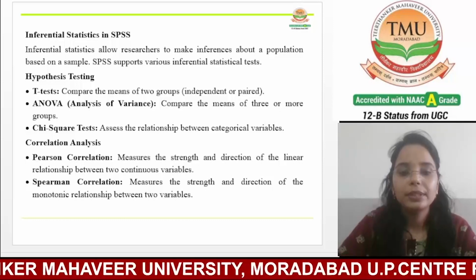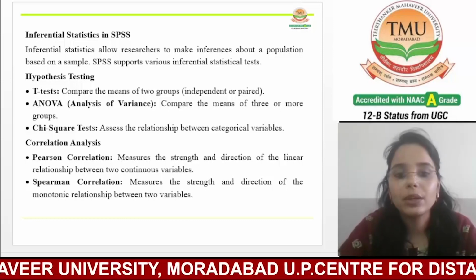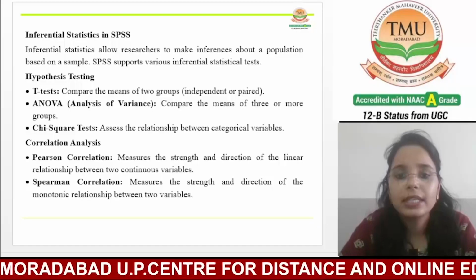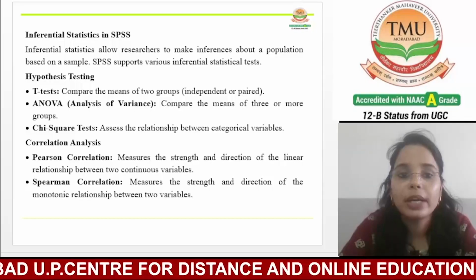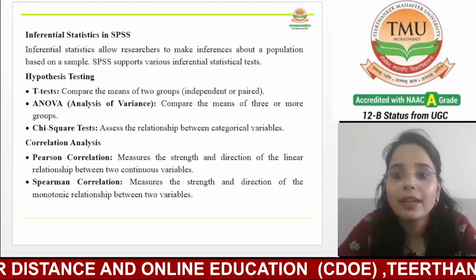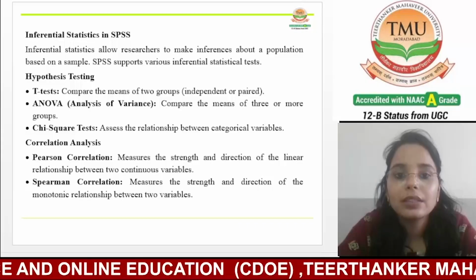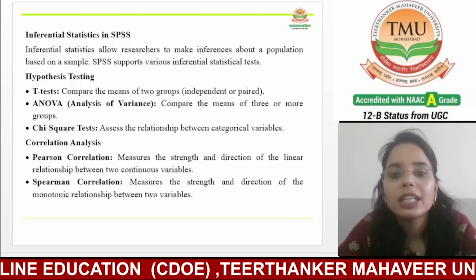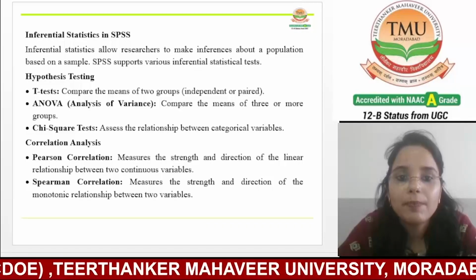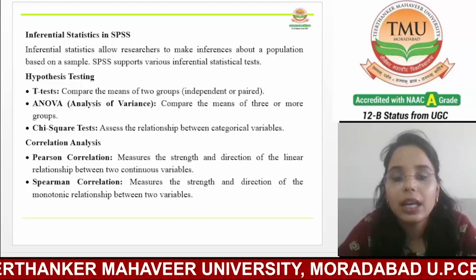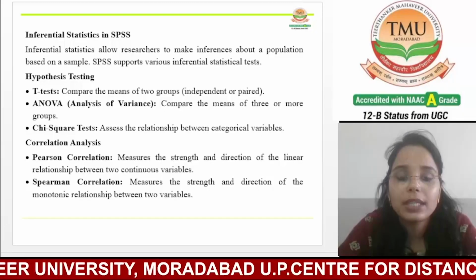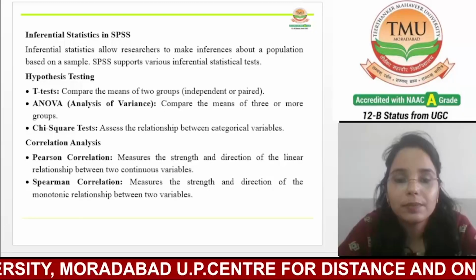And now the second one is the chi-square goodness of fit test. This test is used to determine whether the observed frequencies of a single categorical variable match the expected frequencies based on a theoretical distribution. In SPSS, this test is conducted by specifying the observed data and the expected frequencies, allowing researchers to assess how well the observed data fits the expected distribution.